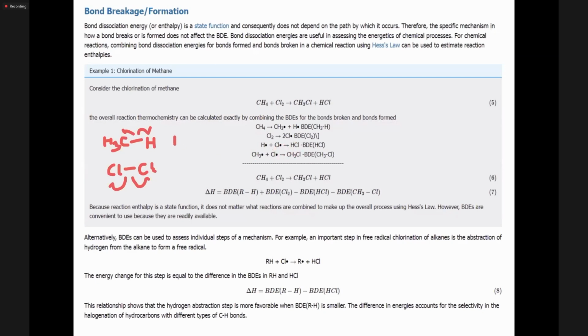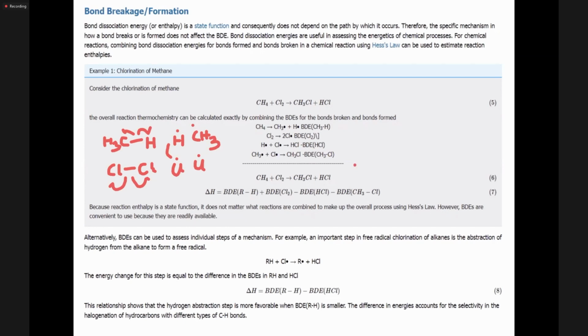This H dot and methyl dot were the two products. And from this we had two Cl dots. And these two actually combine to produce HCl. Now, as you can see, I have written over here minus of BDE of HCl.